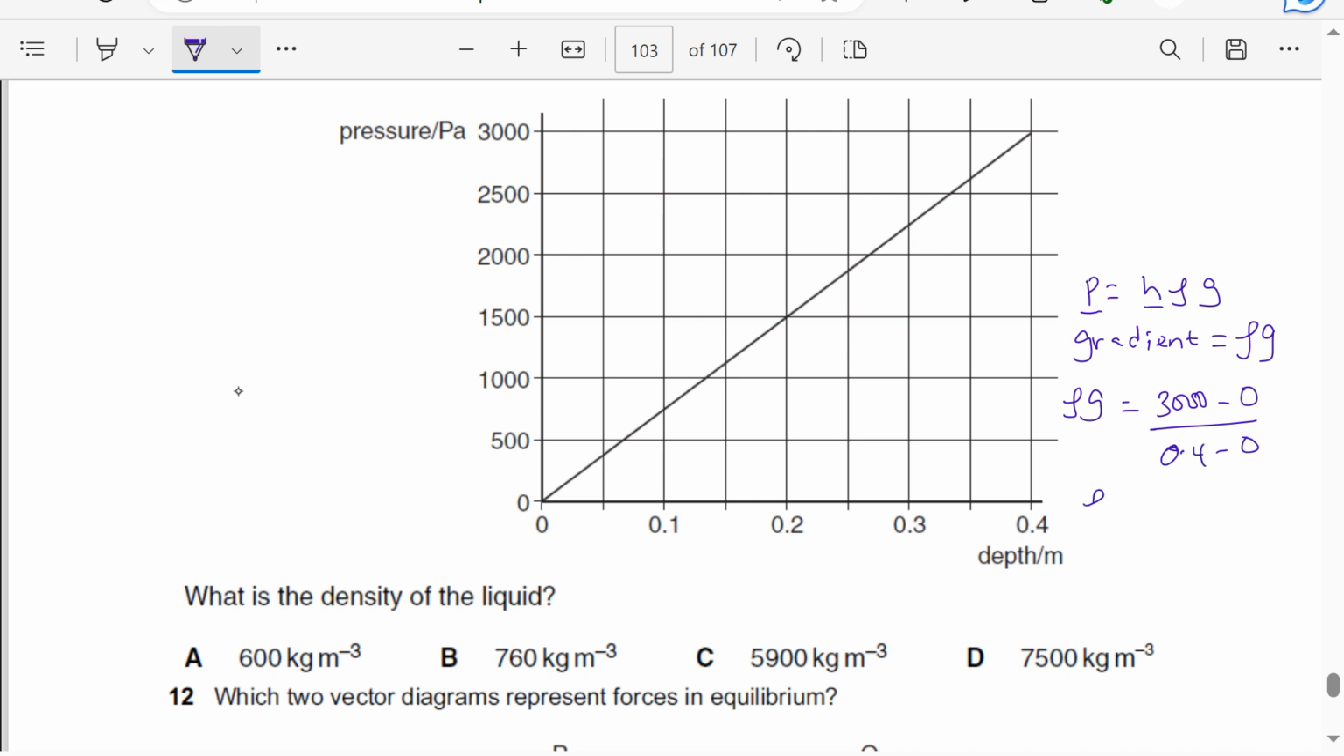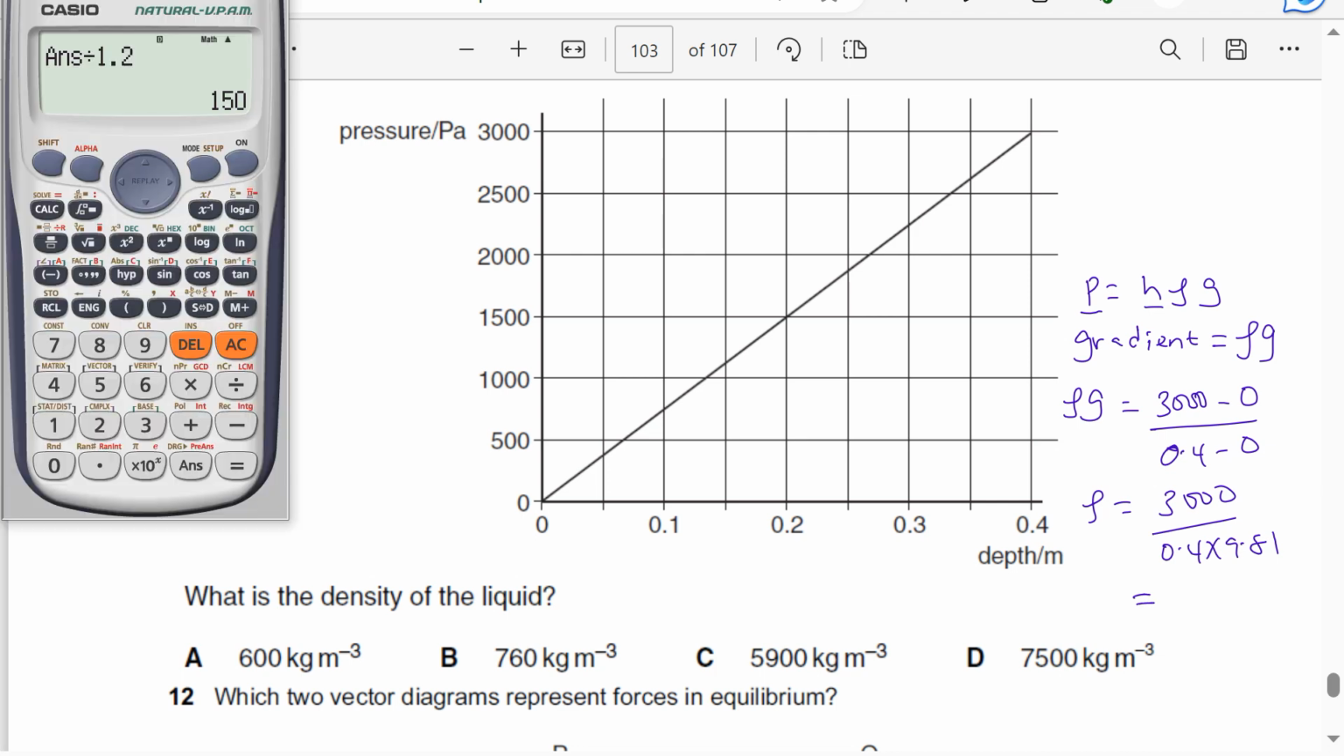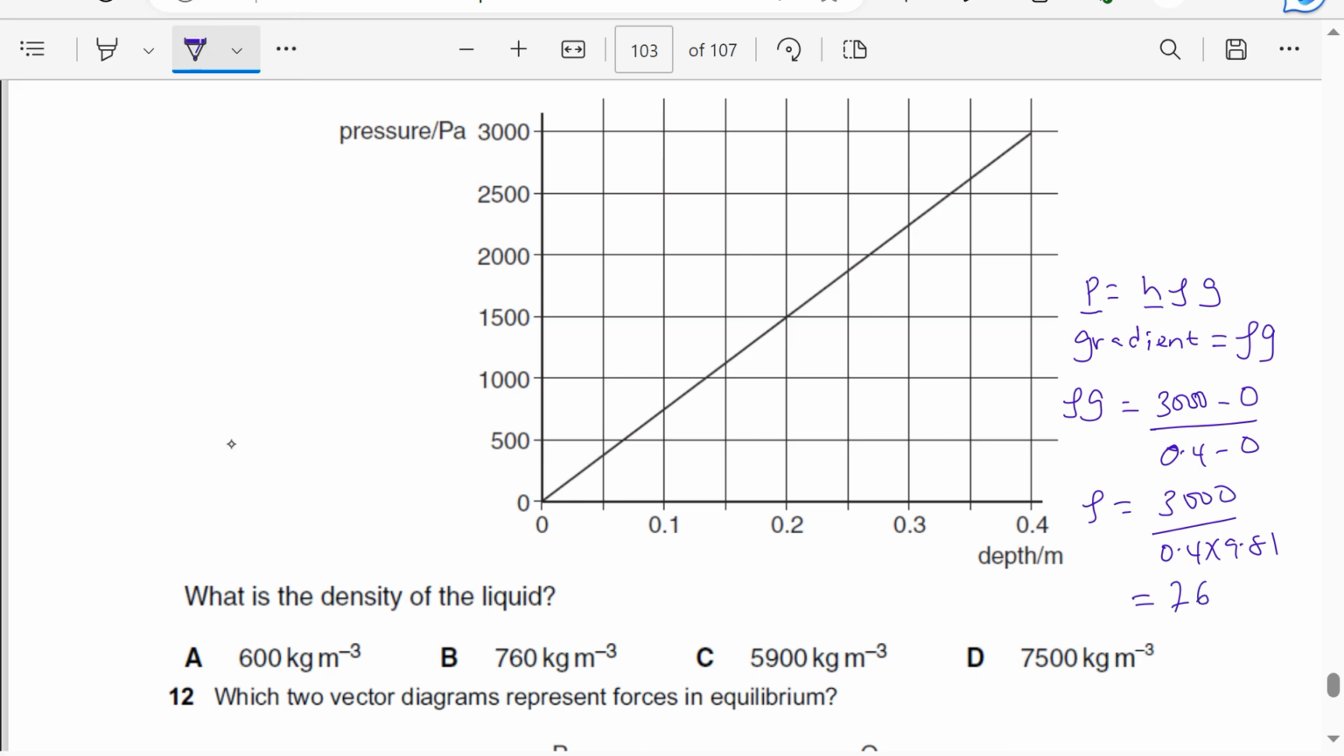So the density is going to be equal to 3000 divided by 0.4 times 9.81. That is approximately 760. So the answer is going to be B.